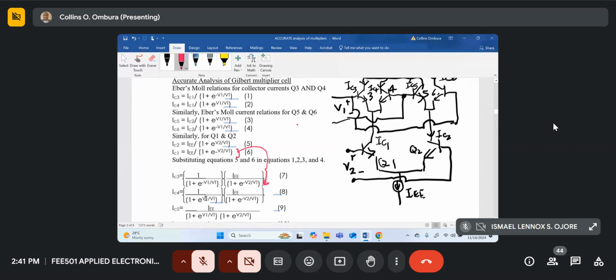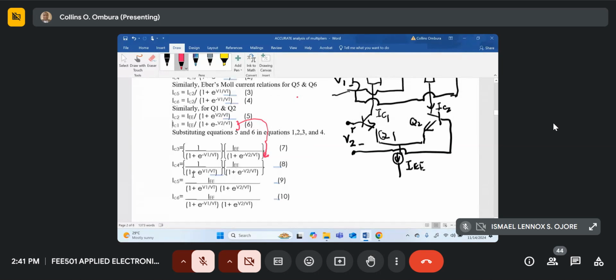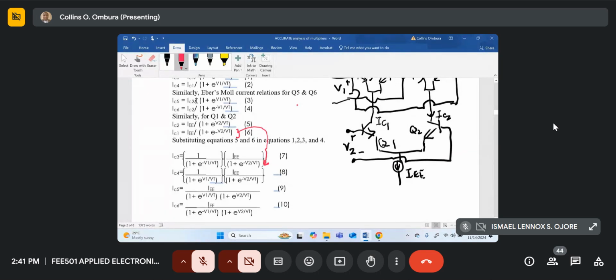Okay, so I repeat again for IC5, which is our equation 3 over here. IC5 is equation 3. So IC5, equation 3 is IC2 divided by 1 plus e to the V1 by Vt. So I substitute for IC2 from equation 5 over here. So it's IEE divided by 1 plus e to the positive V2 by Vt. So I'll put the positive V2 over here.